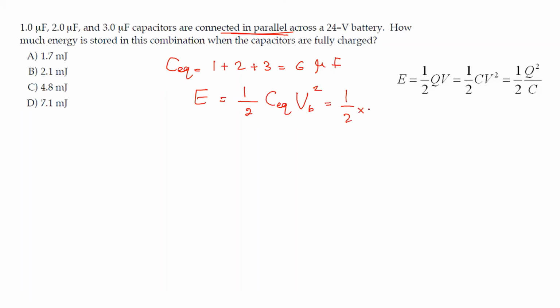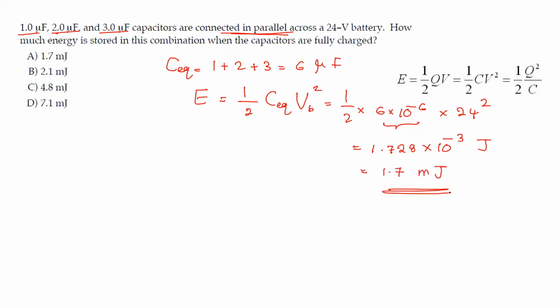So half times the capacitance, which is 6 microfarads, and we have to convert it to farads, and the voltage is 24 and it should be squared. So when we do this, I have got 1.728 times 10 to the negative 3 joules. The answers are in millijoules, and also the problem has two sig figs, right? So 1.7 millijoules. So your answer is A.